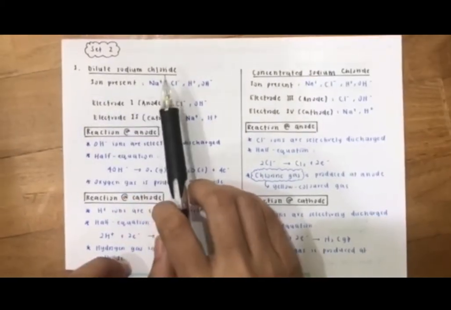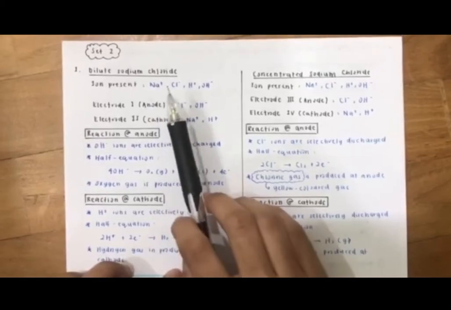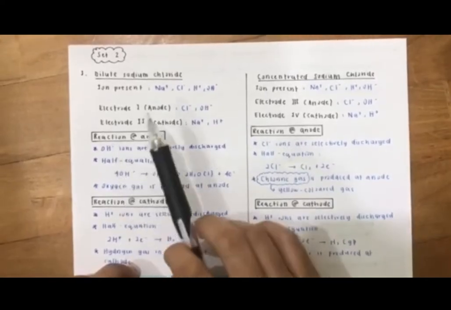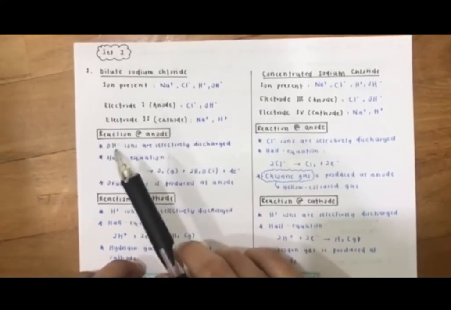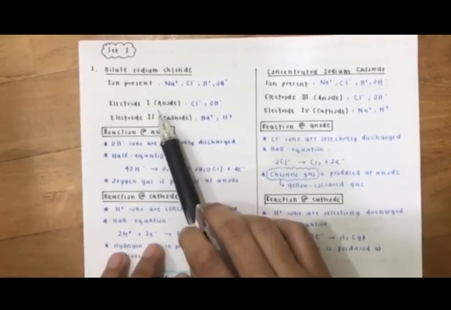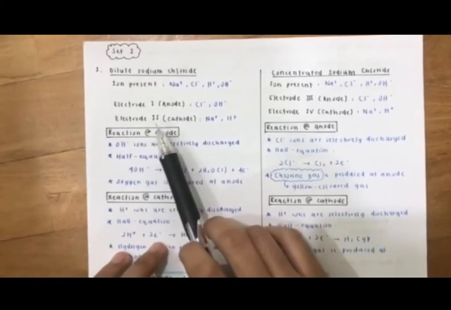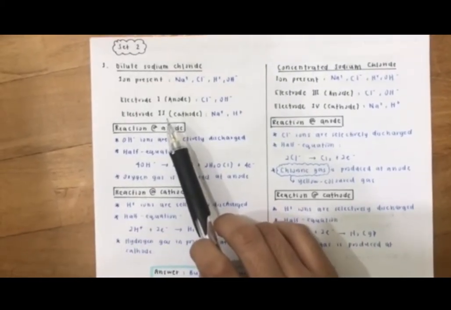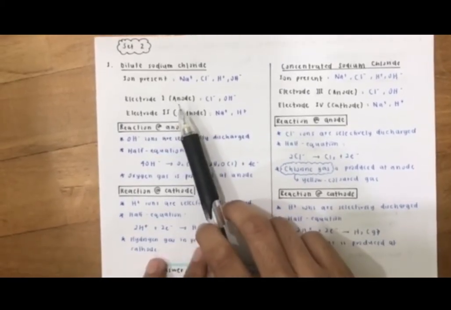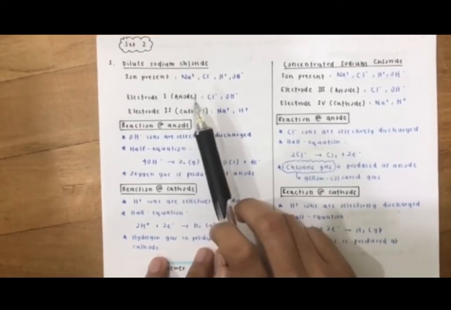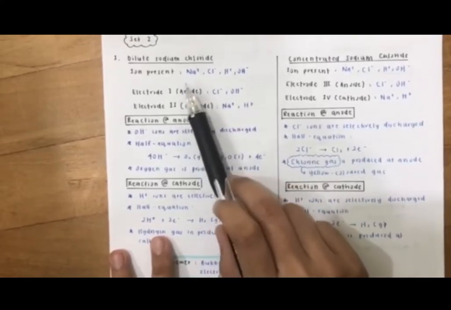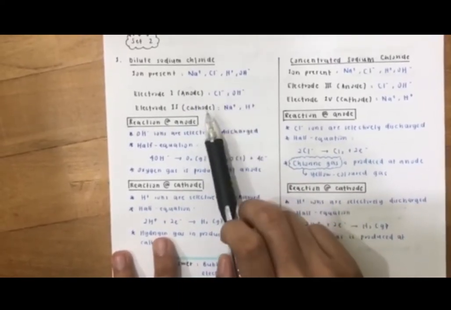For dilute sodium chloride, the ions present are Na+, Cl-, H+, and OH-. And then we identify which electrode is anode and which electrode is cathode. Since electrode 1 is connected to the positive terminal of the cell, it is the anode. And electrode 2 is the cathode since it is connected to the negative terminal of the cell. And the anode, as we know, will attract anions, which are negatively charged ions. So Cl- and OH- will be attracted to the anode, and Na+ and H+ ions will be attracted to the cathode.